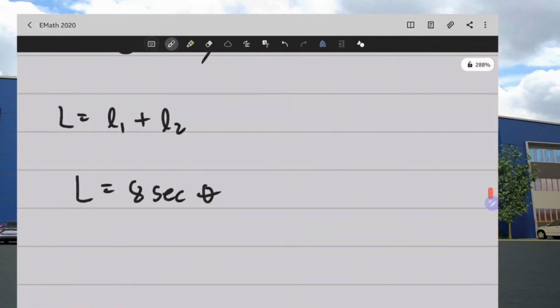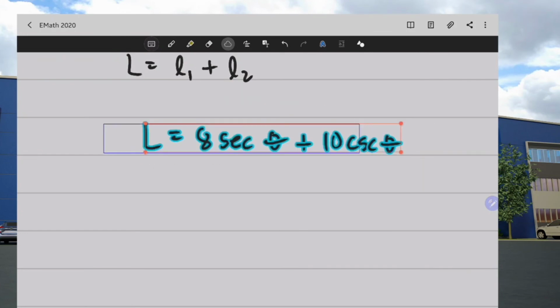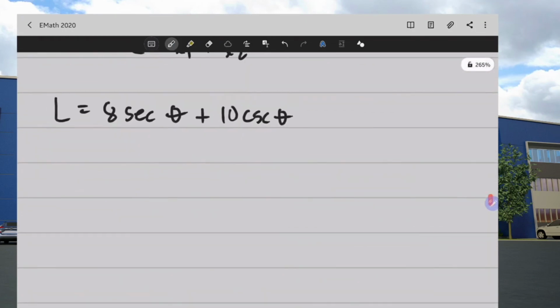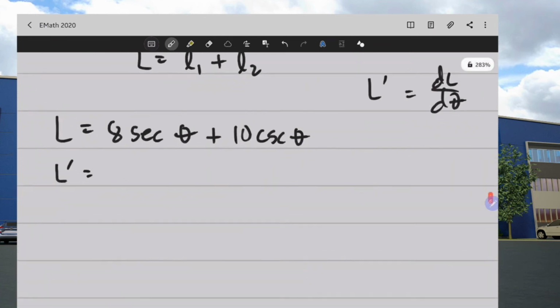So therefore, this is plus L2, which is 10 cosecant theta. So this is now the equation for the length of the ladder. Ang variable natin is just theta. Okay? So if we now get L prime, and we know that L prime is actually dL over d theta, we just get the derivative of these two sums.